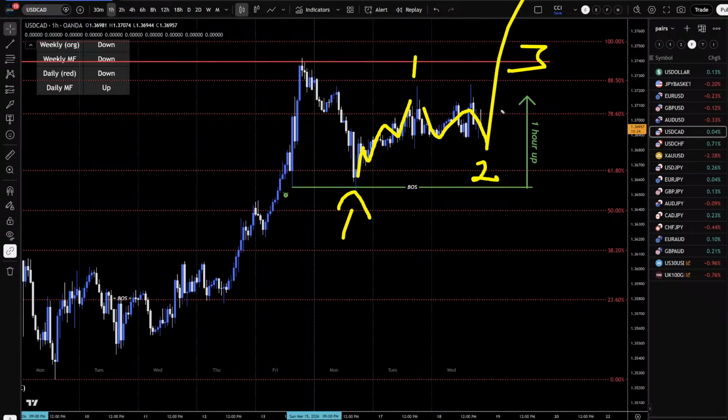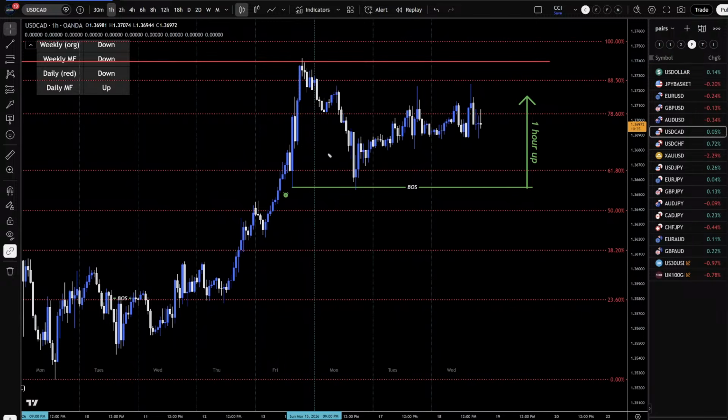So that's what my analysis is on the US dollar CAD because of my US dollar analysis. Even though if I was only analyzing the dollar CAD, I would say, oh, this is an A, this is a B. The news is going to come out, it's going to go down, make a C. And then maybe later on reverse back up.